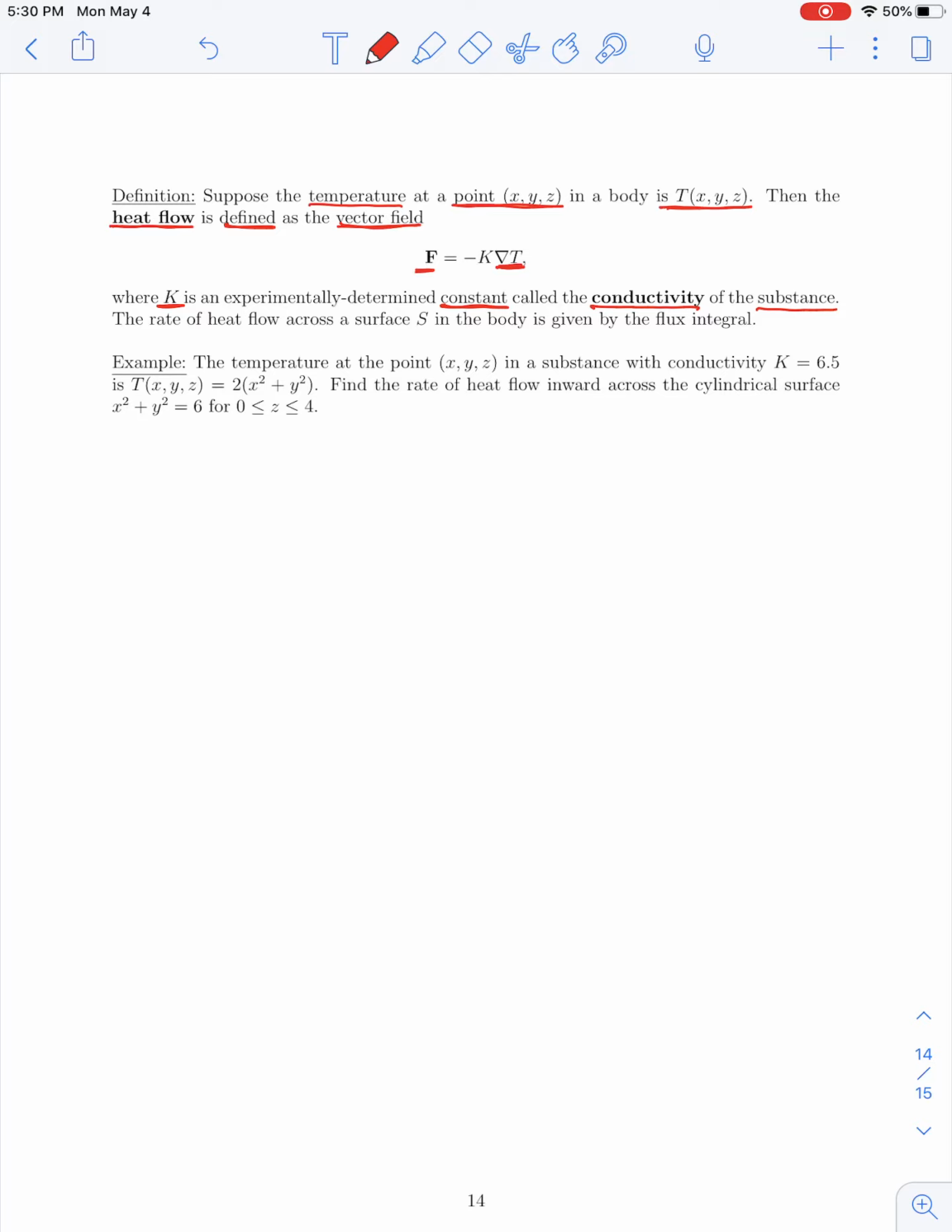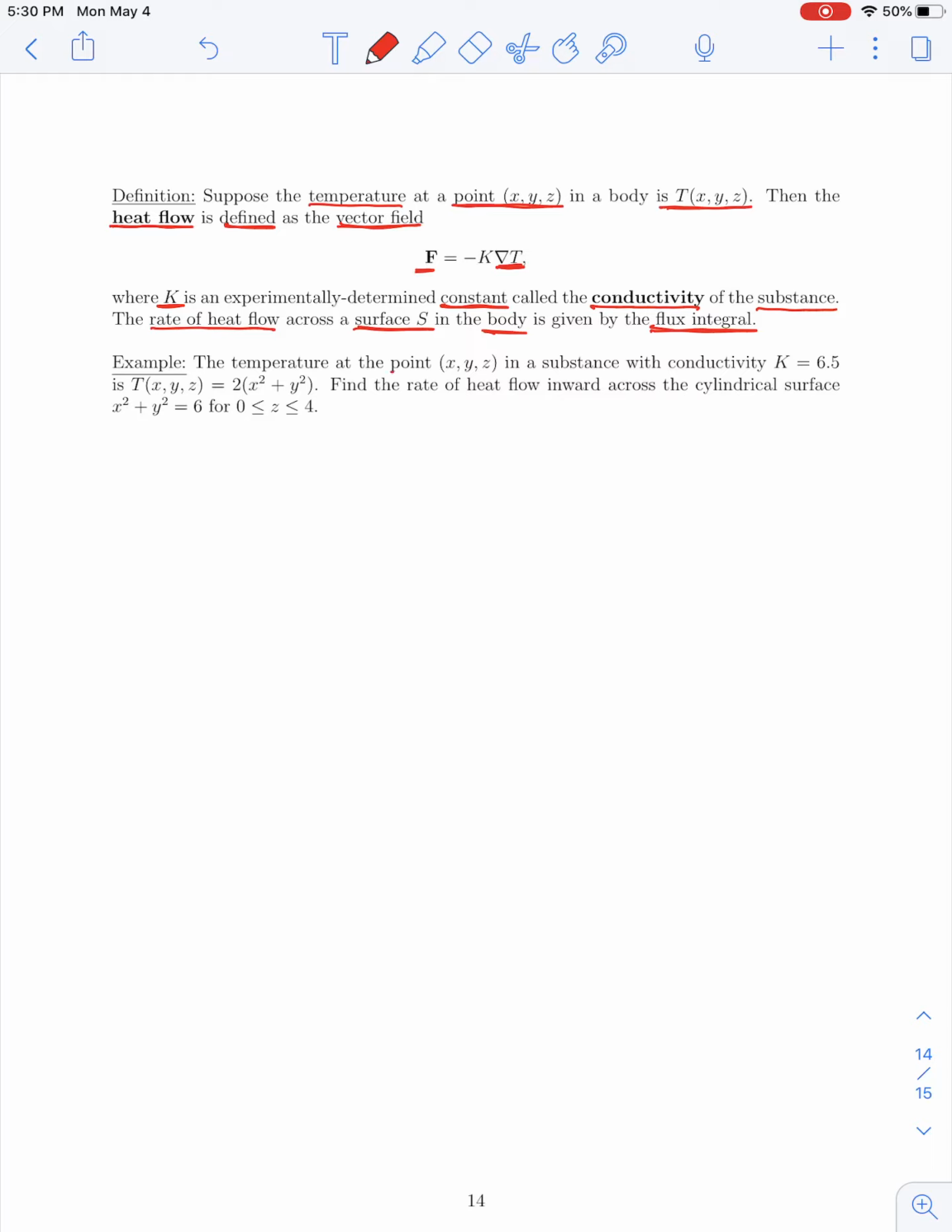So if we're interested in determining the rate of heat flow across some surface S in a body made out of a given material, then we would evaluate our flux integral. We want to know what is the rate of heat flow across the surface of this body. So as an example of this, let's consider the following.